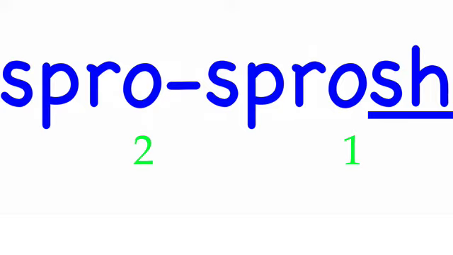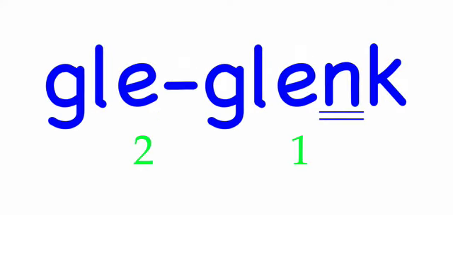Glee, glenk. Glee, 3 sounds: g, l, e. Glenk, 5 sounds: g, l, e, n, k. We double underline the letter N in glenk because N is followed by the sound k, causing the N to represent its second sound.